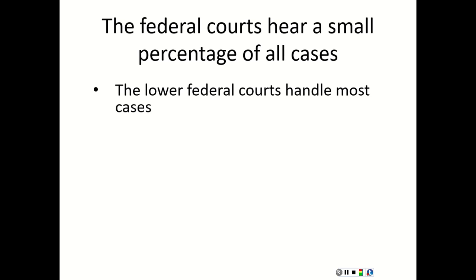Lower federal courts handle most cases. By this, we're talking about that trial court, that district court. There are 94 district courts spread throughout the United States. Each has jurisdiction over their entire district, but they only have authority over their district, their location. So if the district judge from Court 7 makes a ruling, it only applies to District 7. It doesn't apply to District 14, to District 28, to District 35.